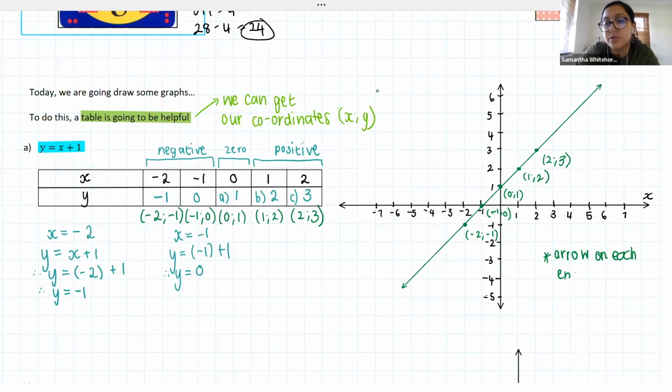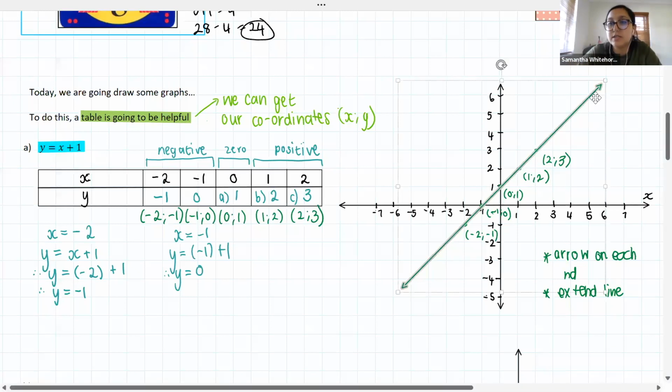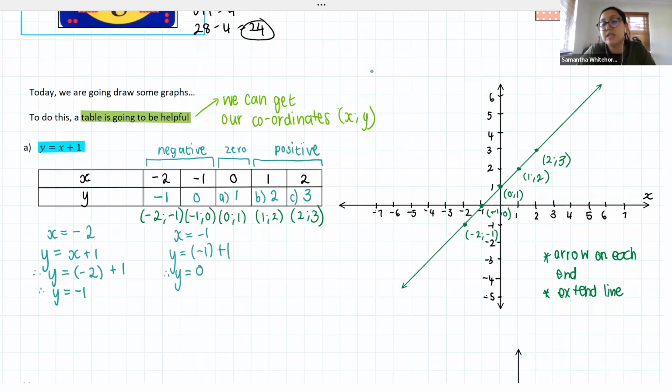The other thing I hope that you notice is that we extend our line to the end of the Cartesian plane. The reason for this is when you draw your graph, I don't want to see some tiny little graphs. I don't want to see a line that looks like that, right? Yes, that is technically a graph, but I want to see the relationship over this extension. We always extend our line as far as we can on our Cartesian plane. We put arrows on each end to show that it does go to infinity. And there we have our graph.